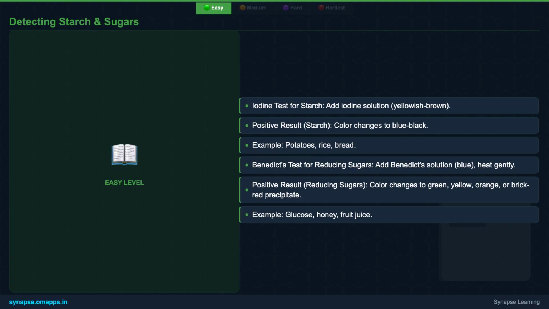Another important carbohydrate test is for reducing sugars, such as glucose. For this, we use Benedict's solution. You add Benedict's solution to your food sample and then gently heat it in a water bath. If reducing sugars are present, the solution will change color, progressing from blue to green, yellow, orange, or even a brick red precipitate, depending on the amount of sugar.